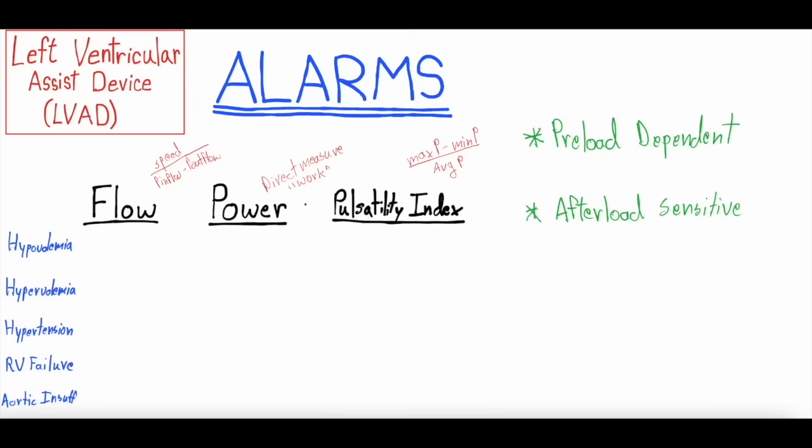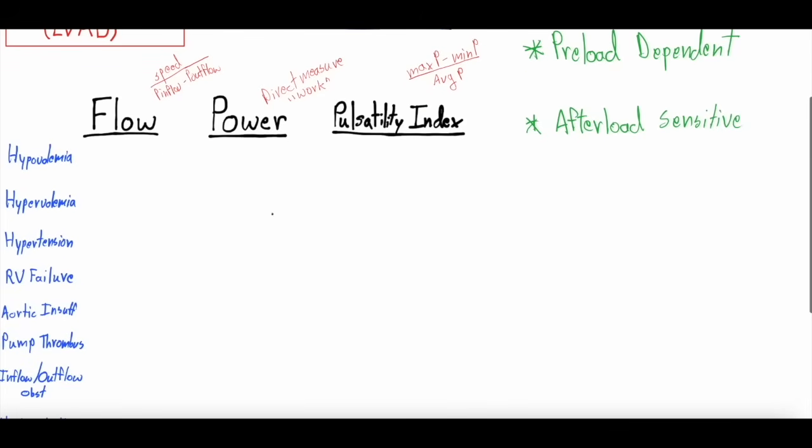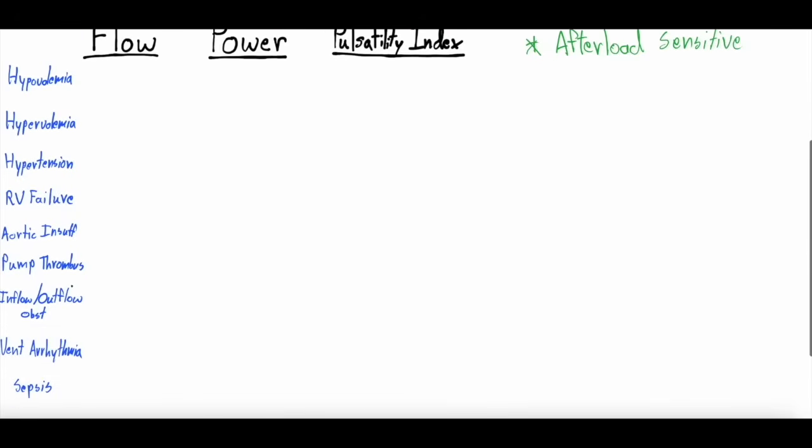What these measure gives us some insight into the pathophysiology that could be going on with the patient. So for the lecture today, as you can see, we're going to have this flow, power, pulsatility index, and we're going to talk about whether the flow, power, or pulsatility index are up, down, or variable as related to each of the clinical conditions below, okay?